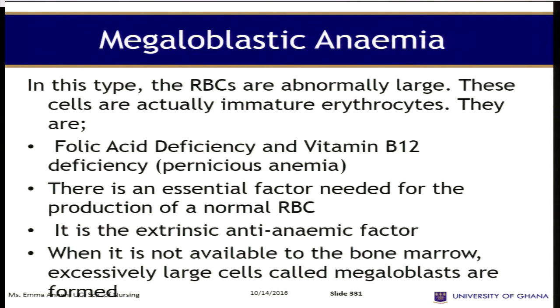Let's look at megaloblastic anemia. Megaloblastic, as the name goes, the red blood cells are abnormally large. These cells are actually immature erythrocytes. They are caused by folic acid deficiency and vitamin B12 deficiency. There is an essential factor needed for the production of normal red blood cells. It is the intrinsic anti-anemic factor. When it's not available to the bone marrow, excessively large red blood cells called megaloblastic cells are formed.